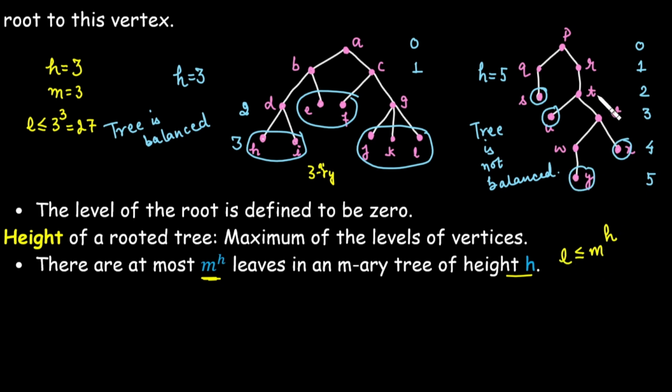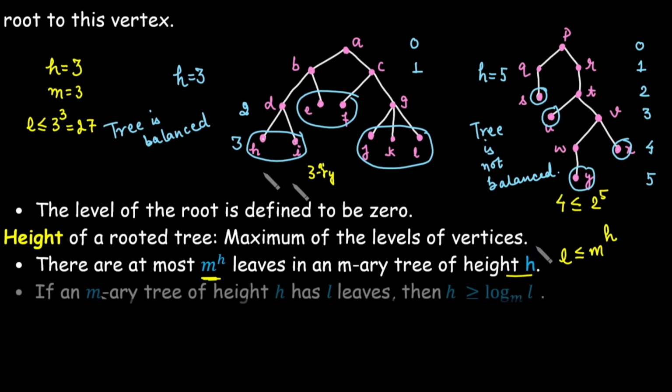Verify this result for the second case. The total number of leaves in this case is 4 and it is a 2-ary tree. So the value of m is 2 and the height is 5. Are the leaves less than or equal to m raised to the power h? Yes. So this result is true.